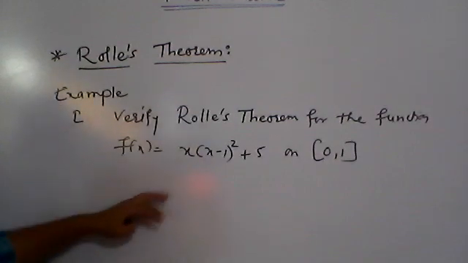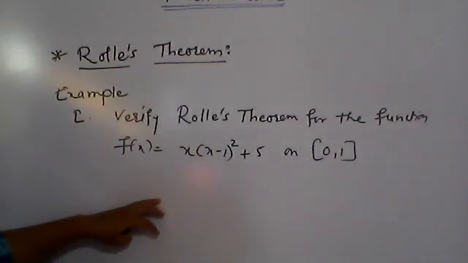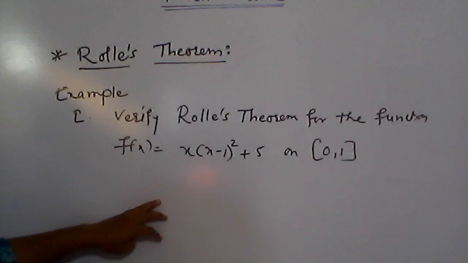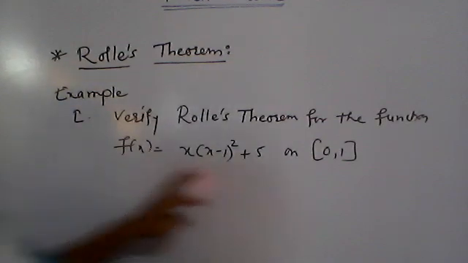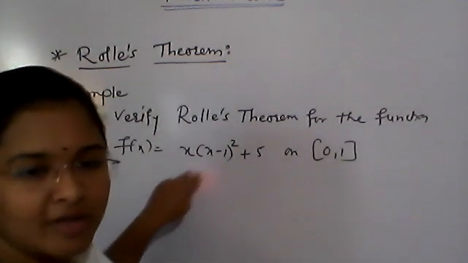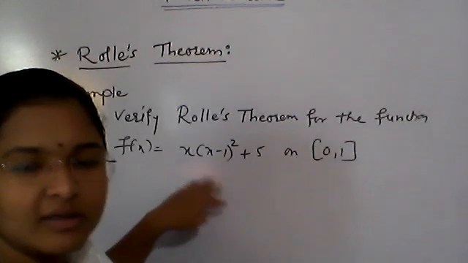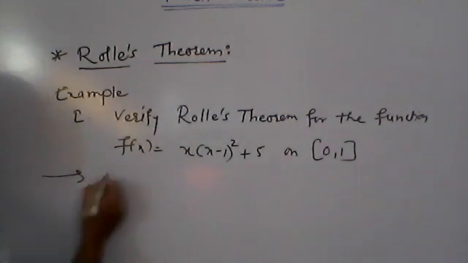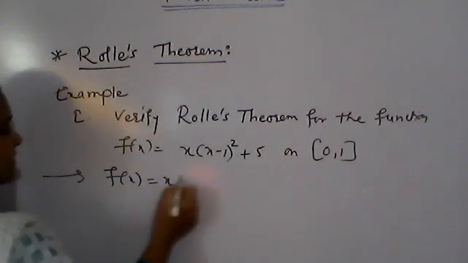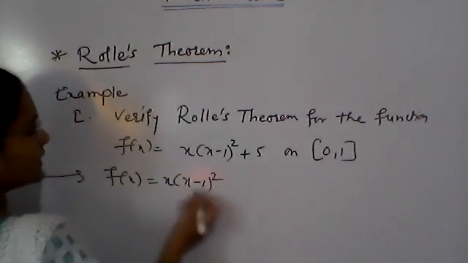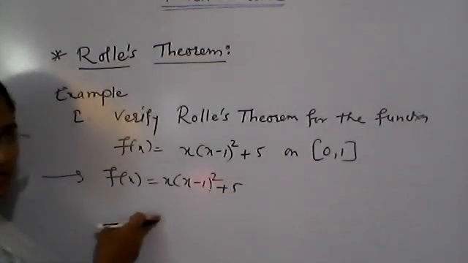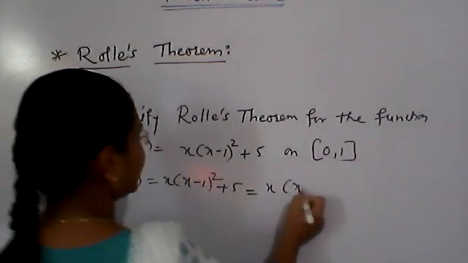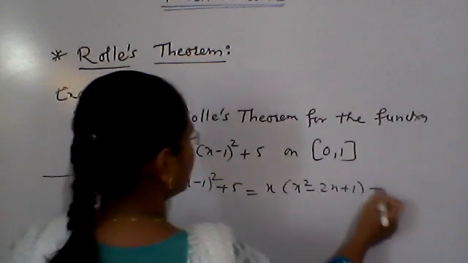Okay, so can we say that the given function is a polynomial function? Right? A polynomial function is continuous. So here you can write f of x equals x into (x minus 1) square. If you want, you can expand also. Here x into (x square minus 2x plus 1) plus 5.